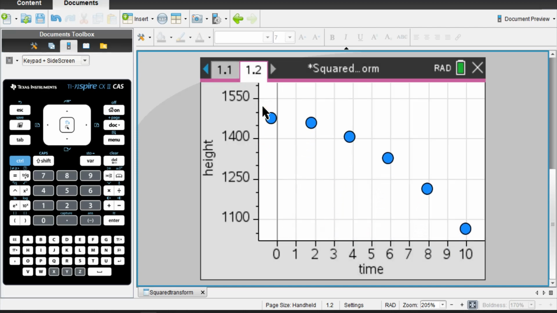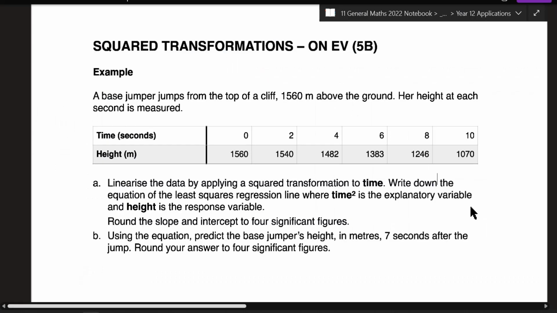So if I was to put this in a graph, notice how the graph is not straight. Okay? And remember, I said the idea behind why we're doing a transformation is we want to make sure we can draw a straight line through this. And if you use a straight line right now, it wouldn't be a very accurate prediction. So we want to make this more of a straight line. Okay, so how do we do that? What we need to do here is we need to apply a squared transformation on time.